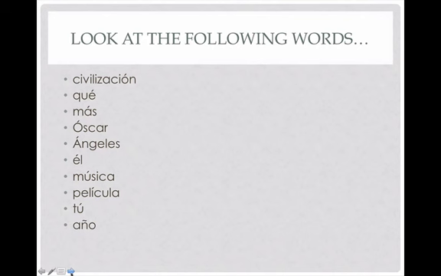So, look at the following words, all of which carry an accent. What I want you to do is take one or more of the words and explain why this word has an accent.